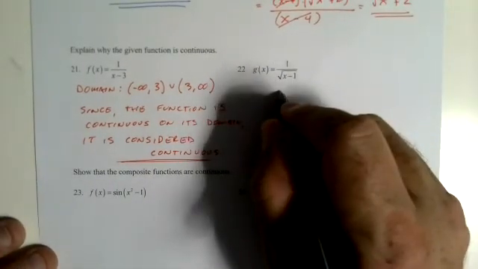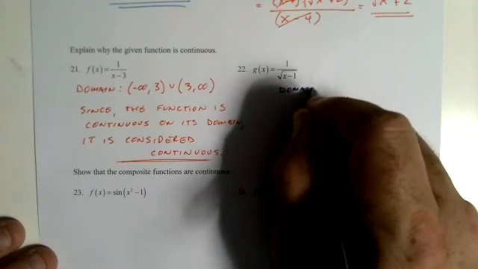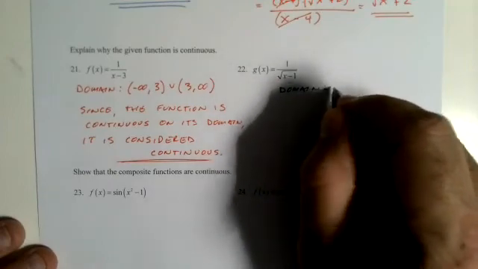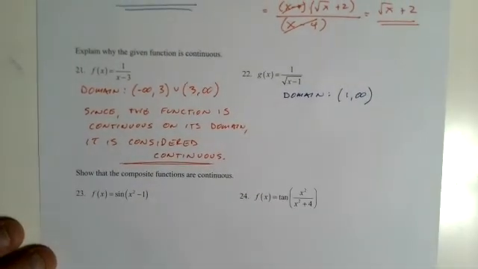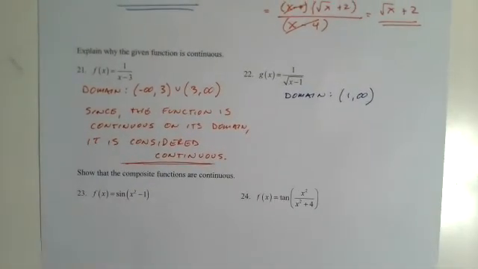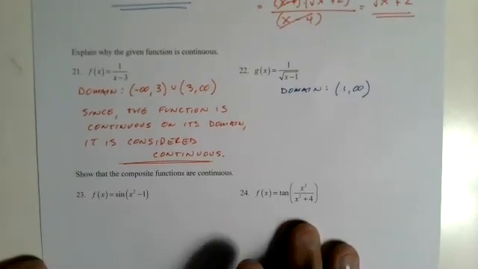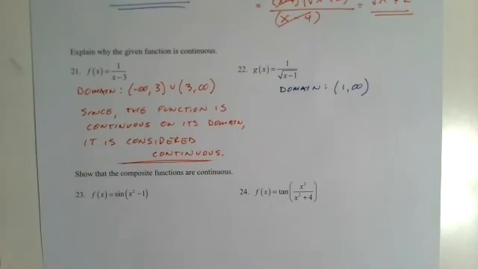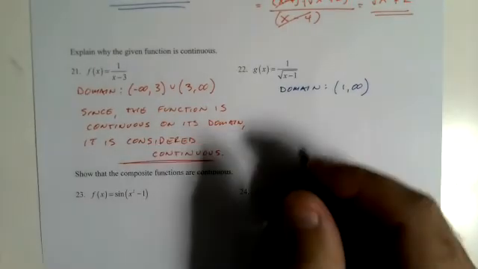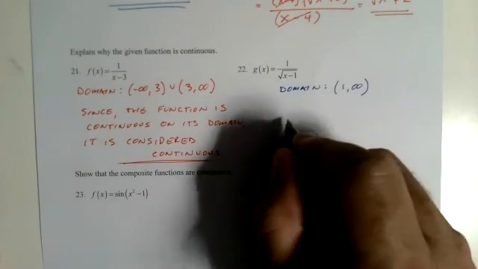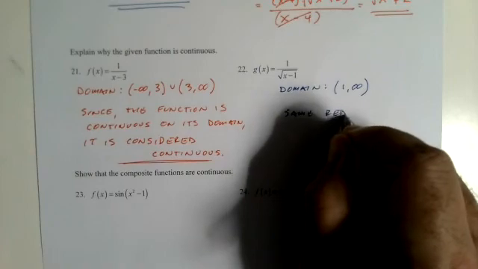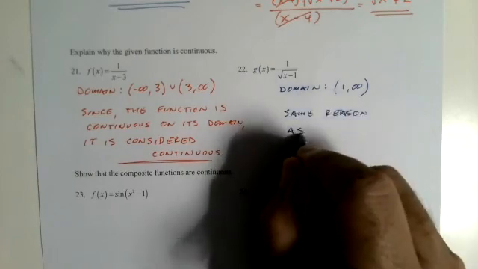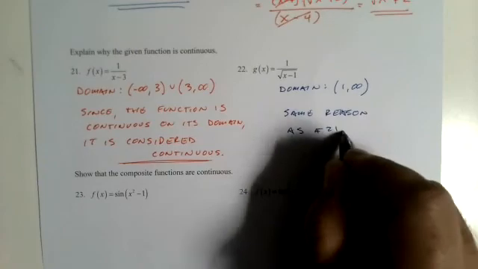Over here, domain is from 1 to infinity. Plug in 1, we get a 0 on the bottom, so we say everything but 1, but anything greater, because anything less would be the square root of a negative number. It doesn't exist except in a fantasy world. And then same reason as number 21.